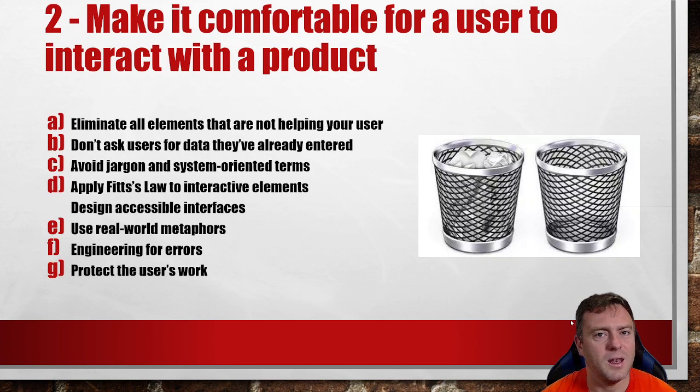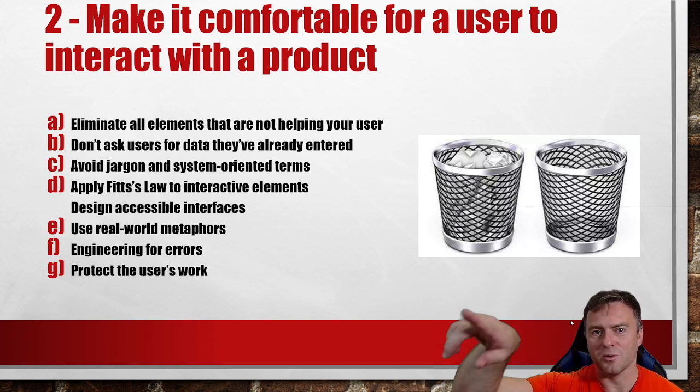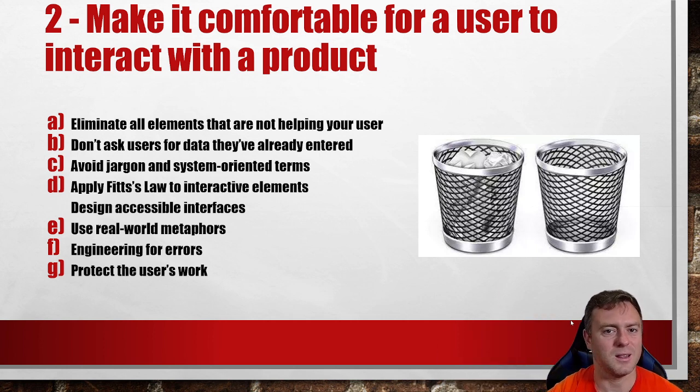The next one, with making it comfortable for users to interact with the product. Make sure you eliminate all elements that are not helping your user. Don't ask the user for their data that they've already entered. Avoid jargon and system-oriented terms. And then apply Fitts law, which is basically making sure if you've got a touch phone, for example, your finger movements don't want to be going all over the show. They probably want to be more towards down the bottom.